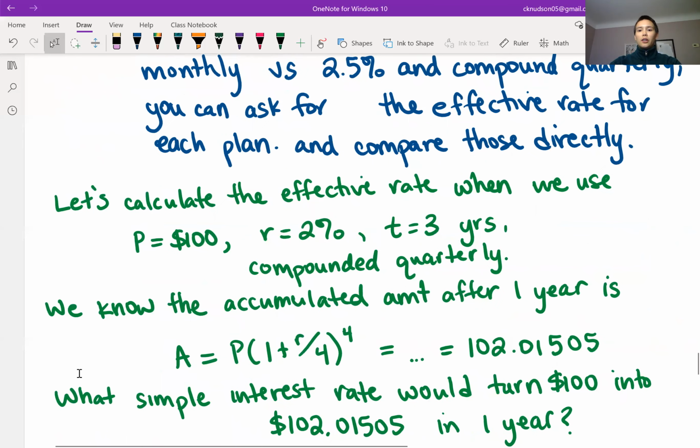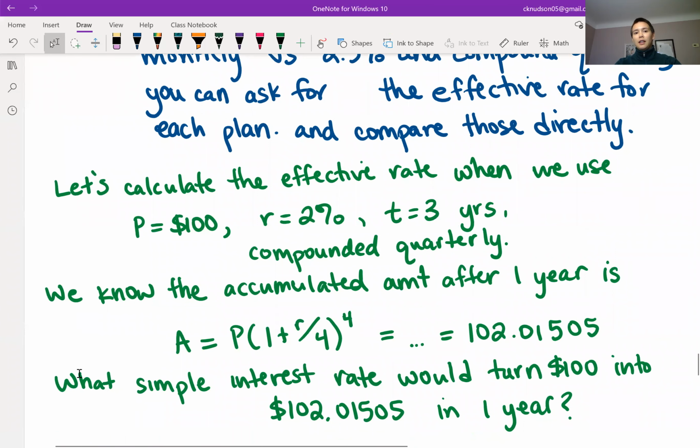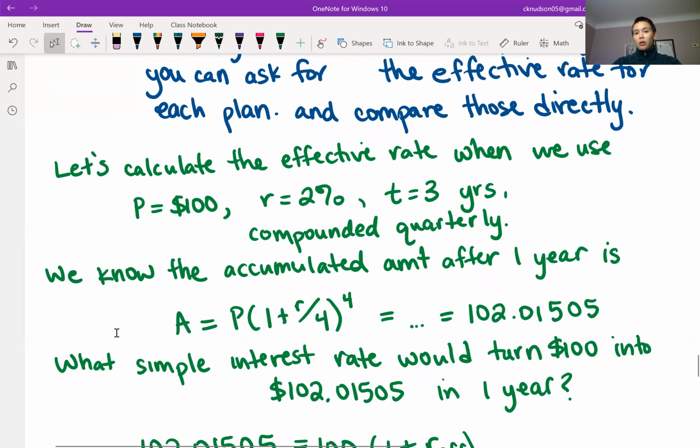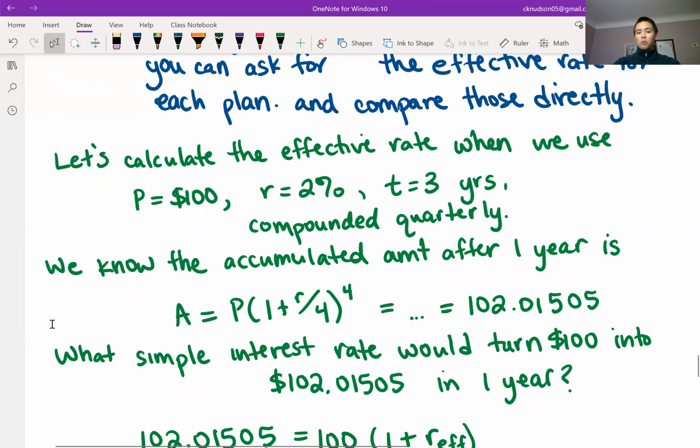Okay, so let's calculate the effective rate. In the example where we had a loan for Katara for $100, the rate was 2%. She is borrowing it for 3 years and we're compounding it quarterly. Since we're looking at the annual percent rate or the effective rate, we need to look at the amount accumulated after 1 year. After 1 year, since she is getting her interest compounded quarterly, it's getting compounded 4 times.